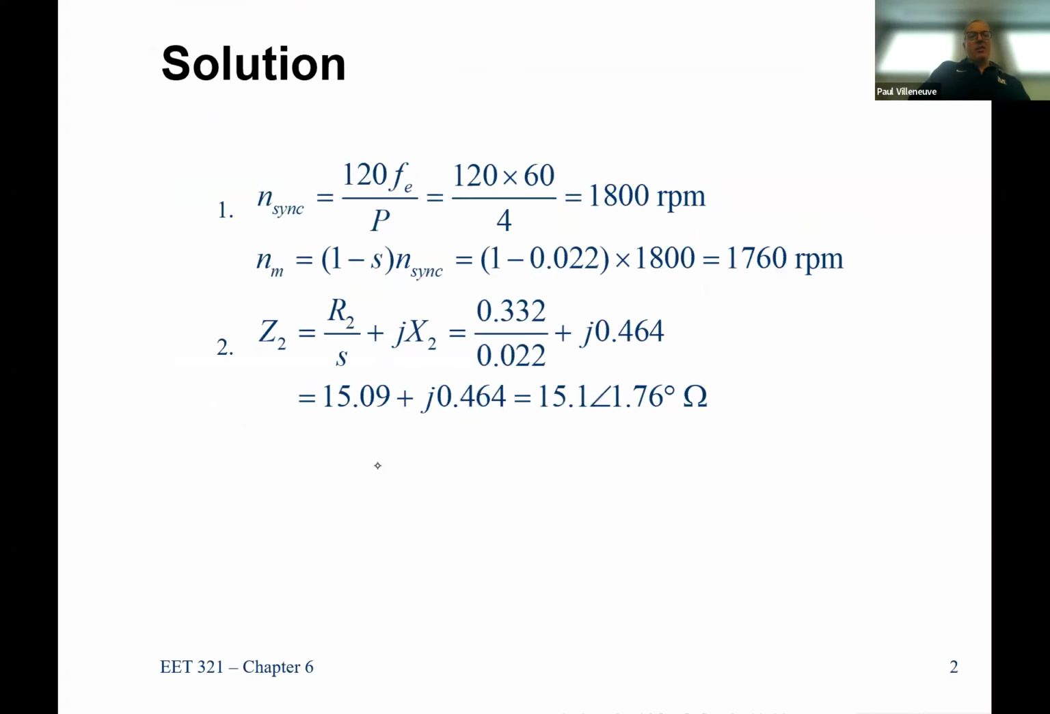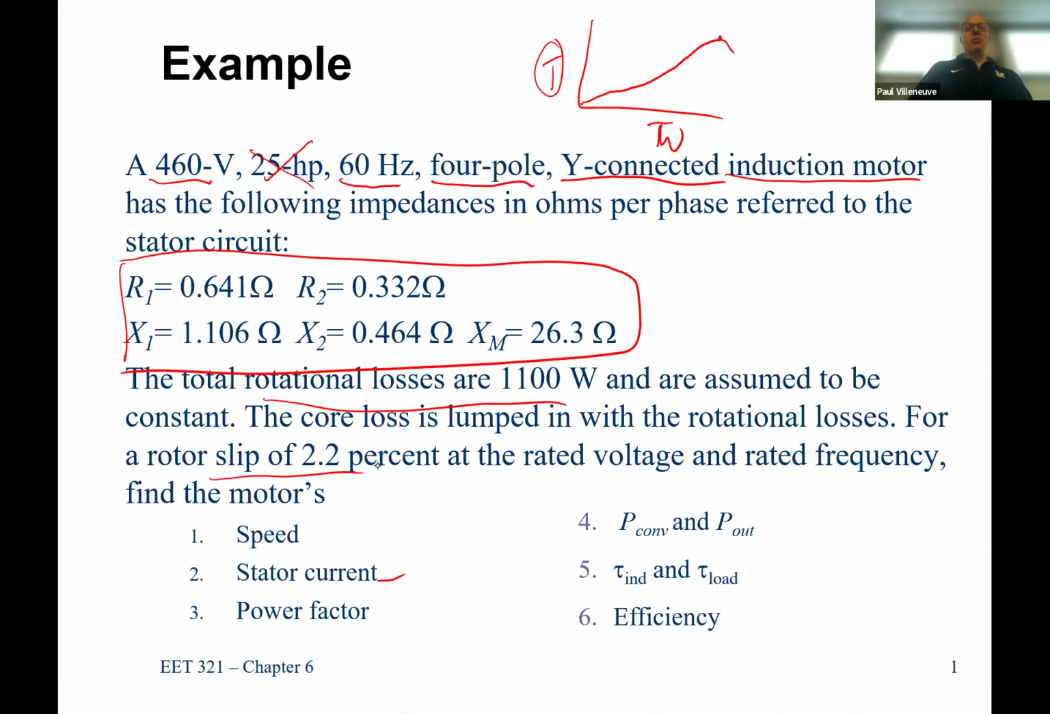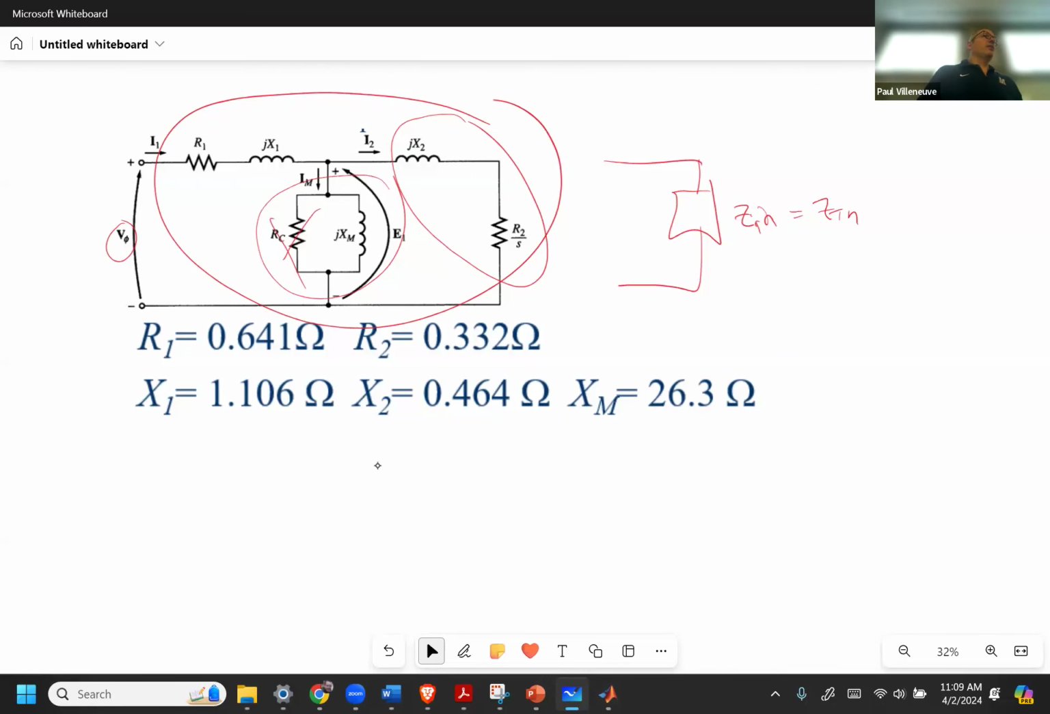The problem description said 460, right? But it's Y connected. So this application here is a single phase representation of the motor. We need 3 of them to fully represent the motor. And so the phase voltage is going to be 460 divided by the square root of 3. In AC circuits, we have magnitude and angle, and we're just going to pick that as our reference. Okay? So the applied voltage is 460 divided by square root of 3 at an angle of 0.